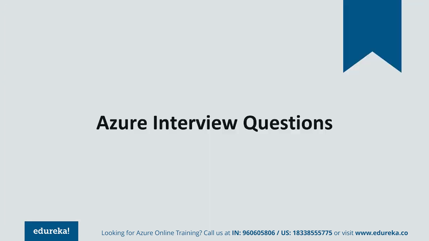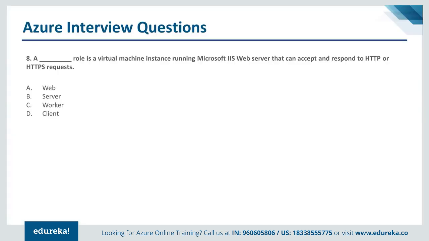Okay, jumping on to the next one. Then a few other questions. So these are my fill in the blanks. A dash role is a virtual machine instance running Microsoft IaaS web services that can accept and respond to HTTP or HTTPS requests. Okay, so we have 4 options here. One is web, one is server, one is worker, and one is client.